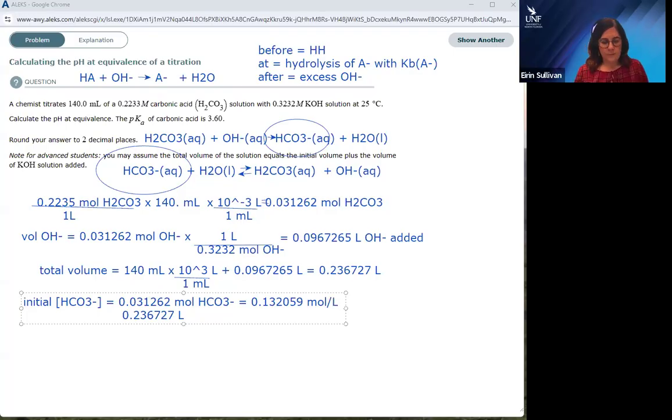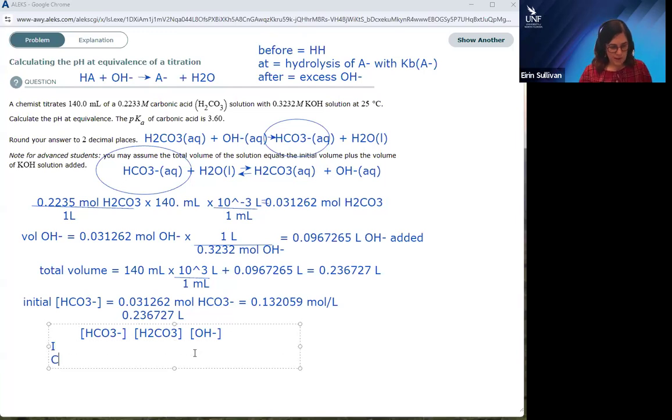So now I can fill out my ICE table. I now have my initial concentration of my hydrogen carbonate anion. That is going to undergo hydrolysis with water to reform the carbonic acid and yield hydroxide, which is what I'm going to be basing my pH off of, essentially. So let's move this over here. Okay, so initial, change, equilibrium.